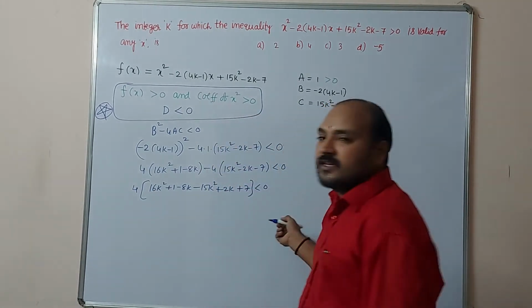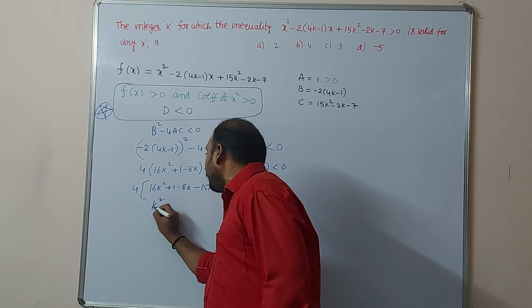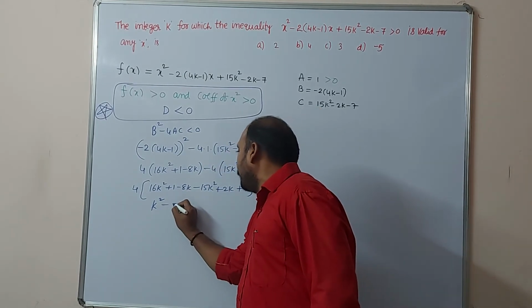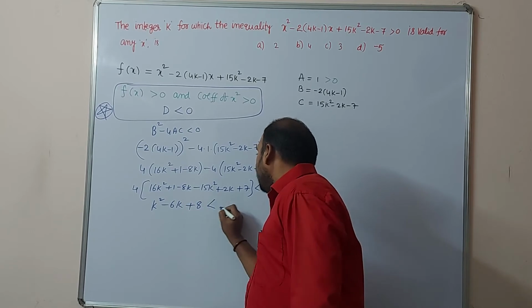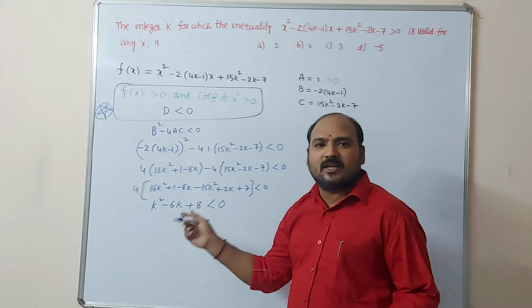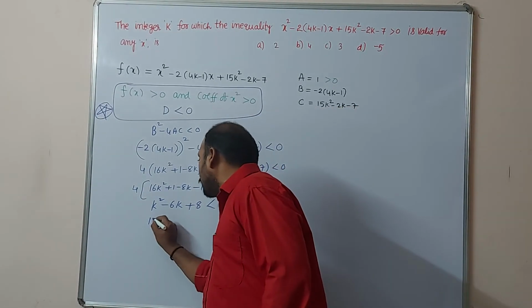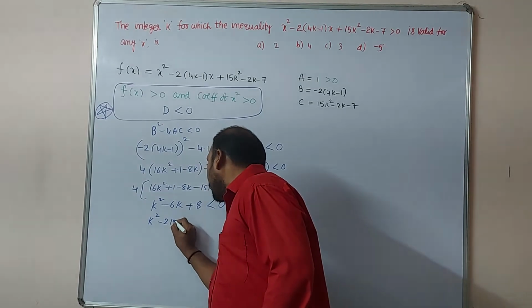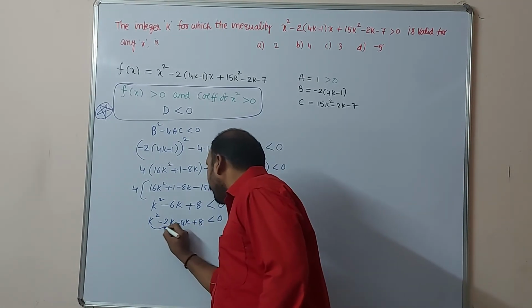So 4 we can take this side. 16k square minus 15k square is k square, minus 8k plus 2k is minus 6k, 1 plus 7 is 8, is less than 0. Here 8 is there, here minus 6 is there, 4 minus 2, minus 4 minus 2, here minus 4 into minus 2. So k square minus 2k minus 4k plus 8 is less than 0.